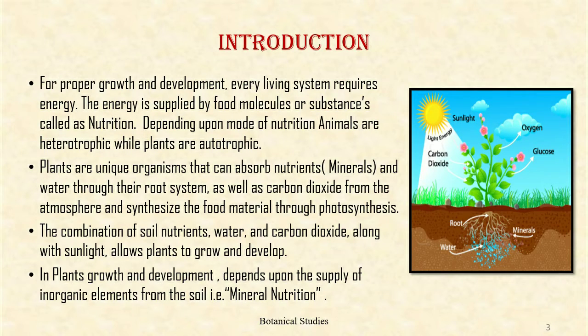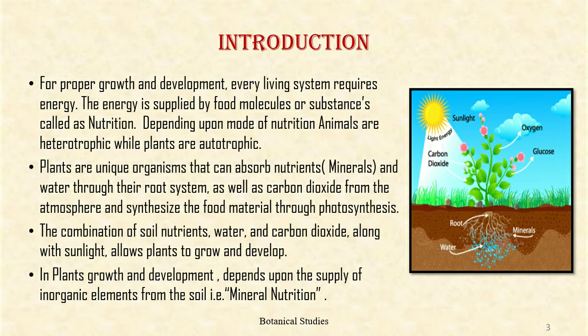Introduction. For proper growth and development, every living system requires energy. The energy is supplied by food materials or substances called nutrition. Depending upon the mode of nutrition, animals are heterotrophic, that is, they derive their food material from other animals or from plants, while plants are autotrophic, that is, they prepare their own food material.